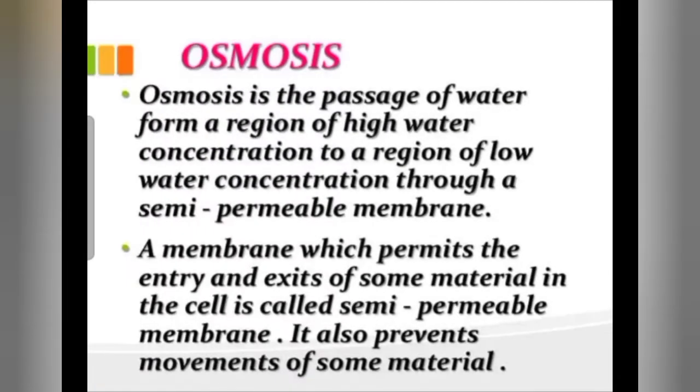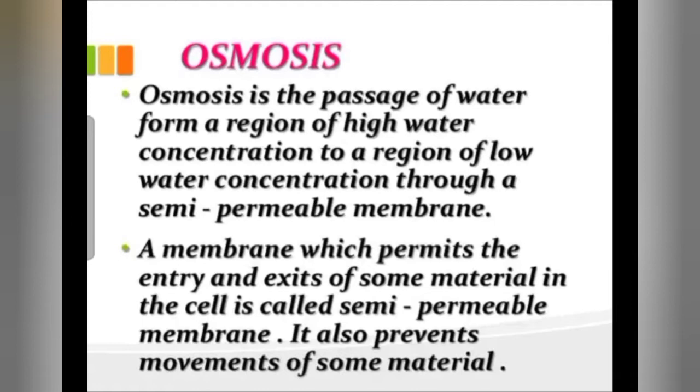Now another process is osmosis. Something similar happens in the cell, as in the example of CO2. CO2 moves from its higher concentration to low concentration, and that is called diffusion. So osmosis is also a special type of diffusion, we can say.